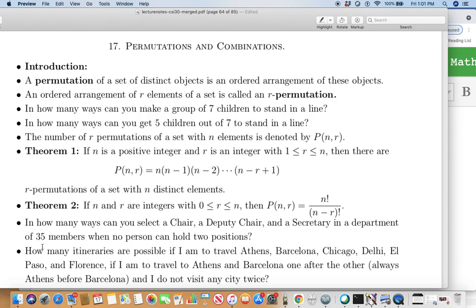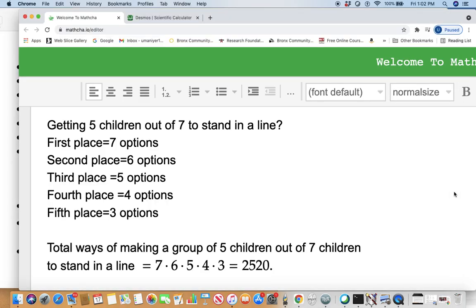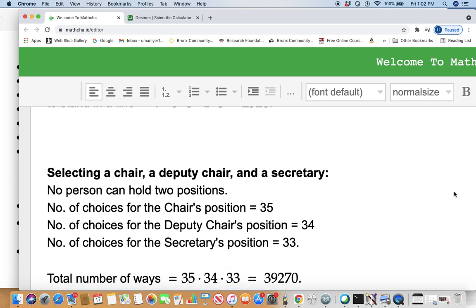Here is another example. In how many ways can you select a chair, a deputy chair, and a secretary in a department of 35 members when no person can hold 2 positions? Well, you are selecting a chair, a deputy chair, and a secretary. No person can hold 2 positions.